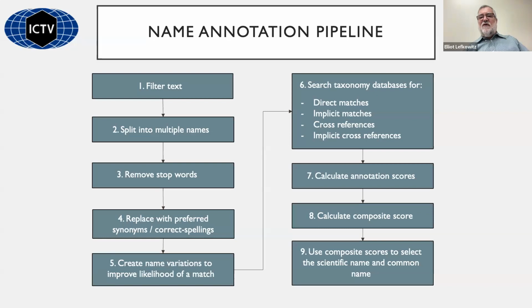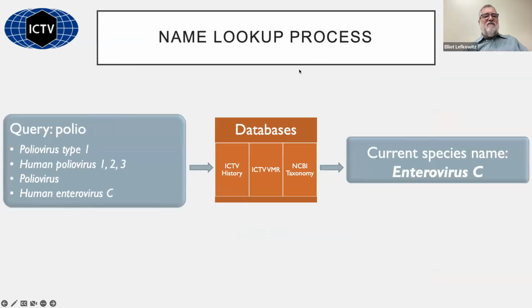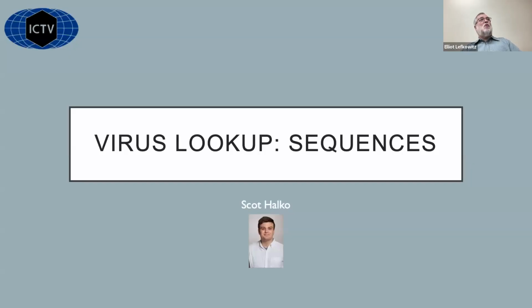inputs a name. So for example, if someone inputs poliovirus as a name, they'll find that poliovirus has other names associated with it: poliovirus type 1, human poliovirus 1 or 2 or 3, poliovirus, or human enterovirus C. And then by linking those database names to the ICTV taxonomy, we now know that enterovirus C is the species name for poliovirus. And so we're still developing that tool, and hopefully that will be available in the next number of months.